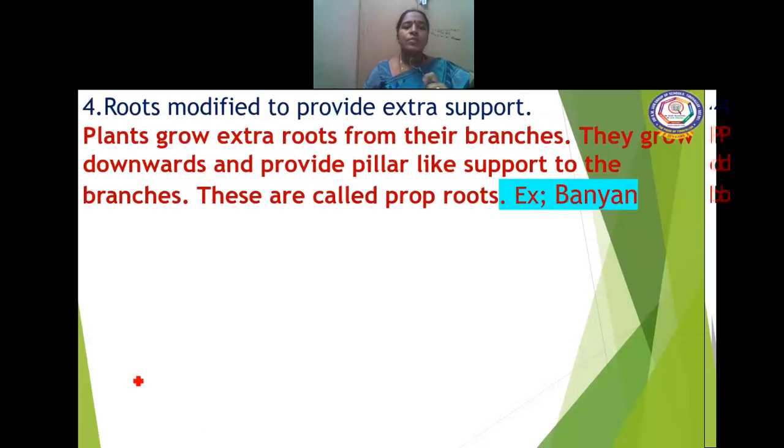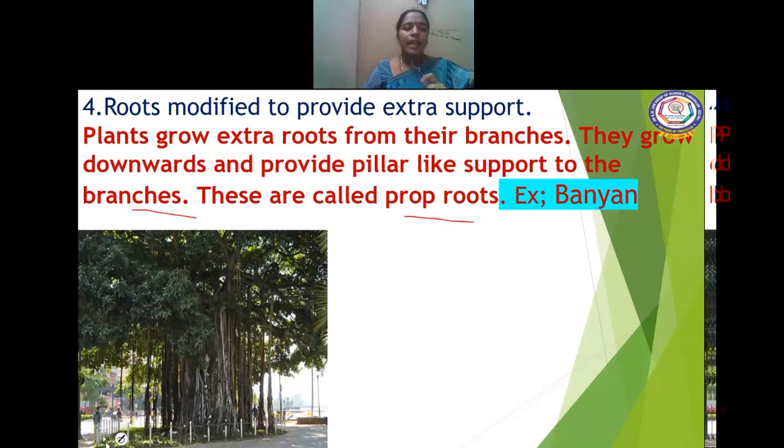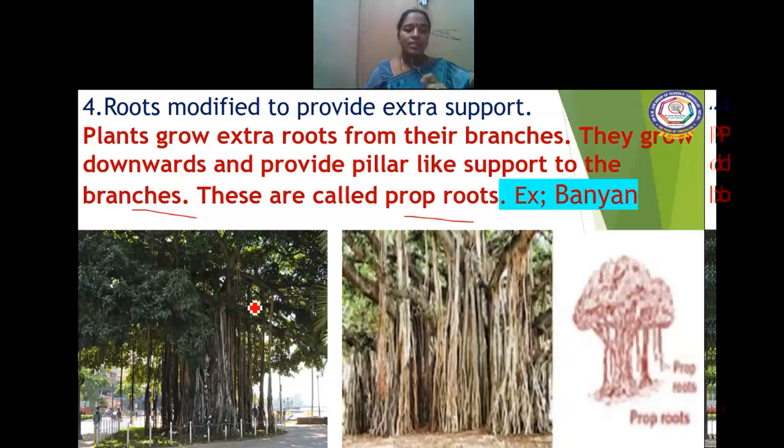The fourth modification is roots modified to provide extra support, and plants grow extra roots from their branches. They grow downwards and provide pillar-like support to the branches. These roots are called prop roots. Example is banyan. A banyan tree can live many years, and you can see the roots. These roots are known as prop roots. They give extra support to the plant to be straight.